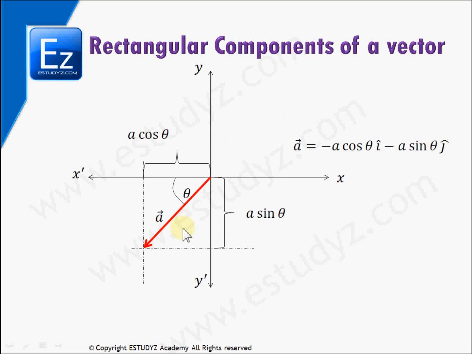If we have another vector which is in the third quadrant, makes an angle theta with the negative direction of the x-axis, then the x component would be minus a cos theta and the y component would be minus a sin theta. So the vector can be written as minus a cos theta i minus a sin theta j.